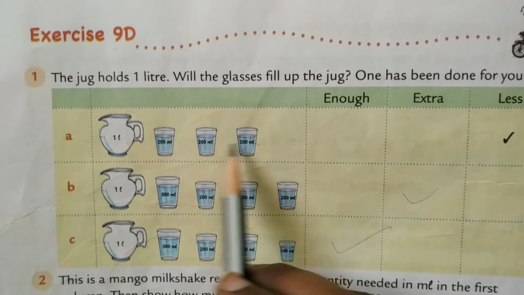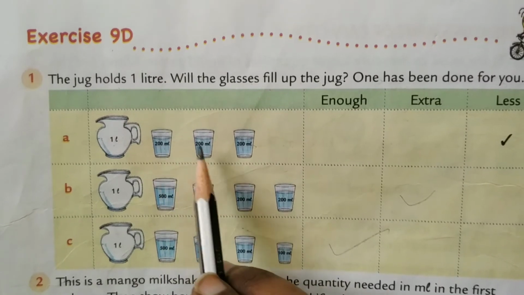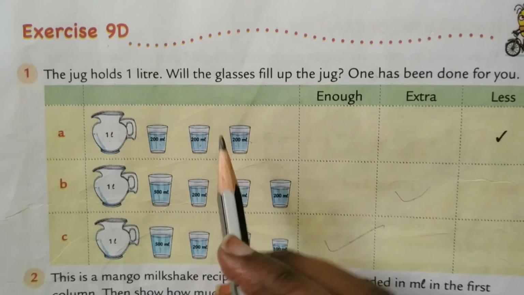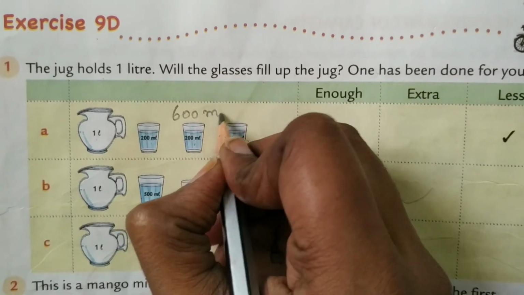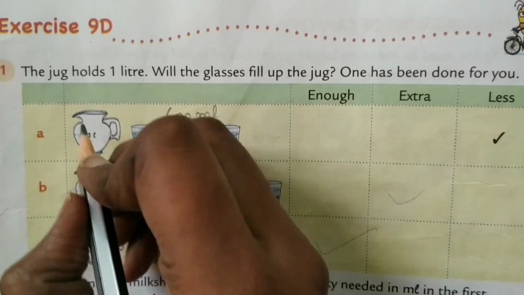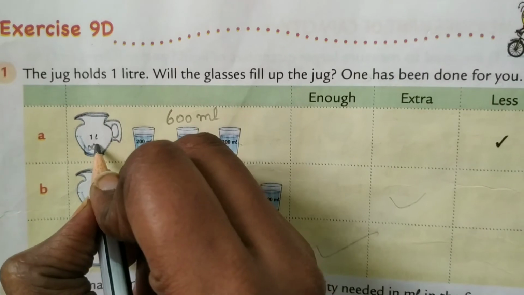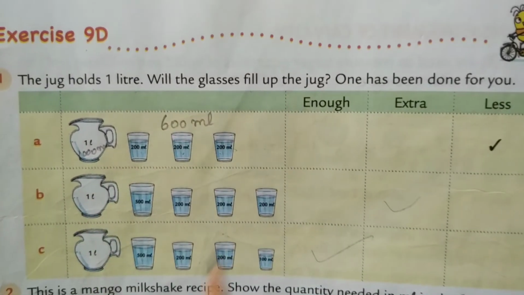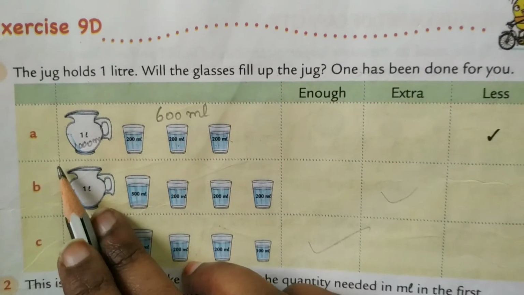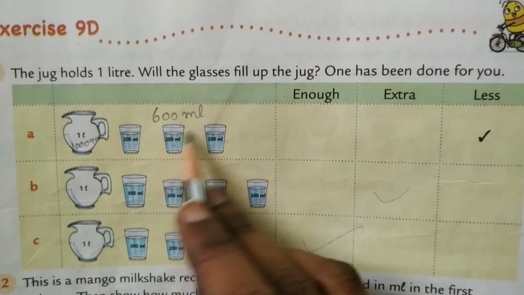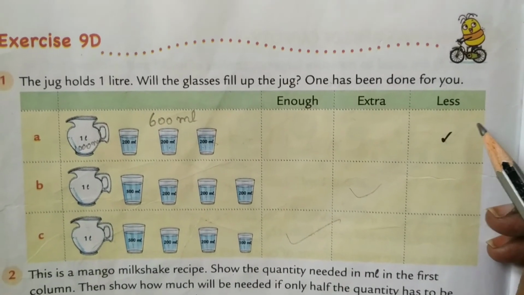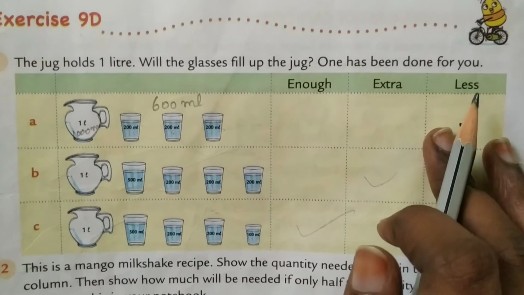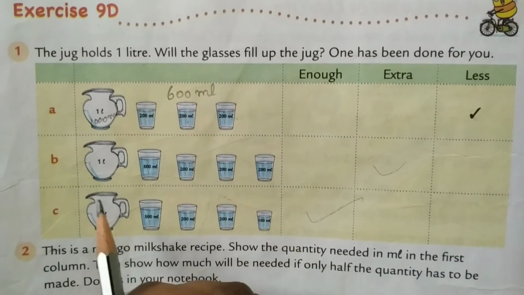So when you see the first question, here 200, 200, 200. When you add everything, you get totally 600 mL only. But here you have 1000 mL, right? You have 1000 mL. So will the glasses fill the jug? No. This is only a lesser amount. So we have to put a tick for less. Okay. So the first one has been done for you. Now let us check the next one.